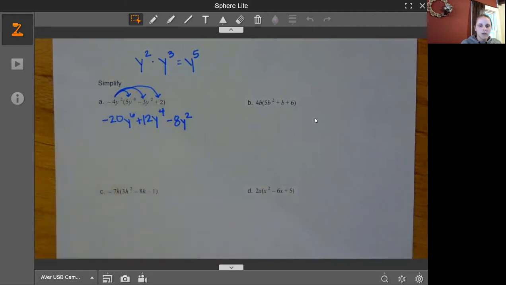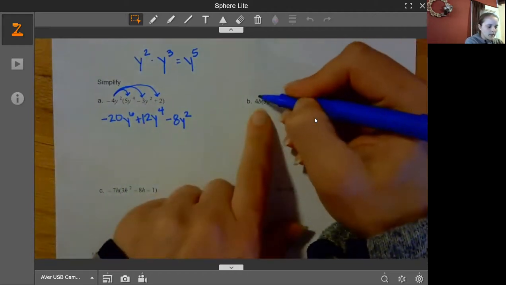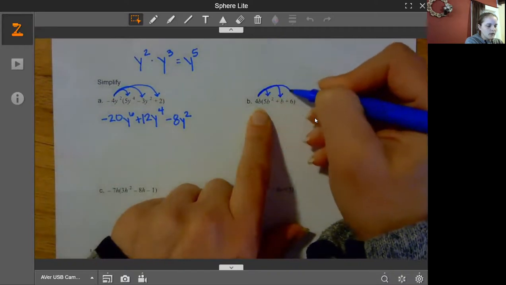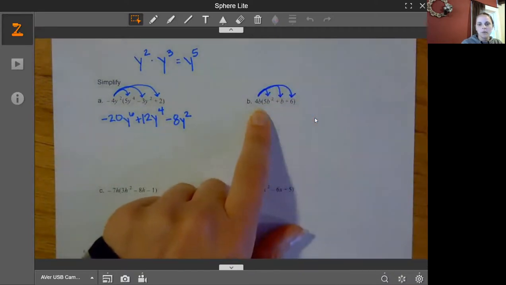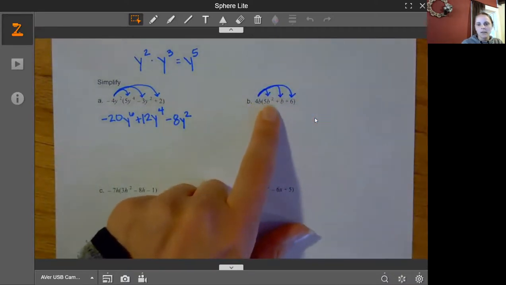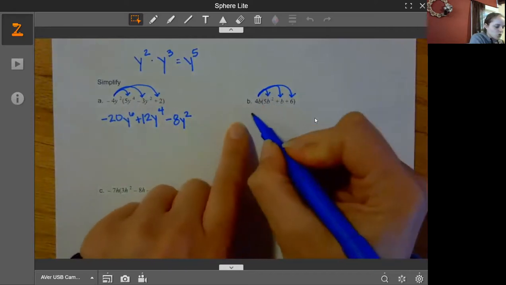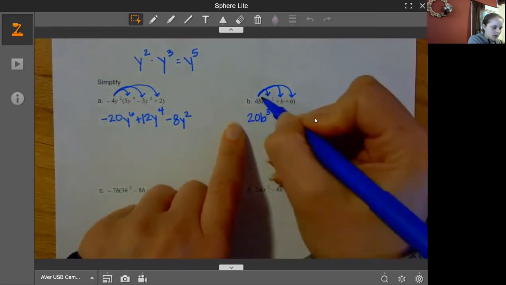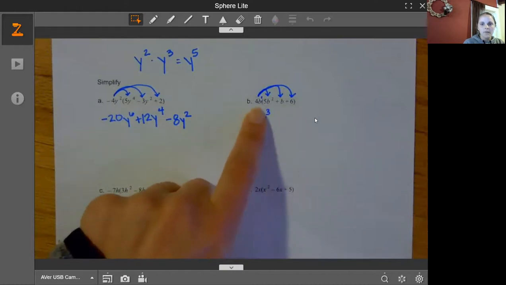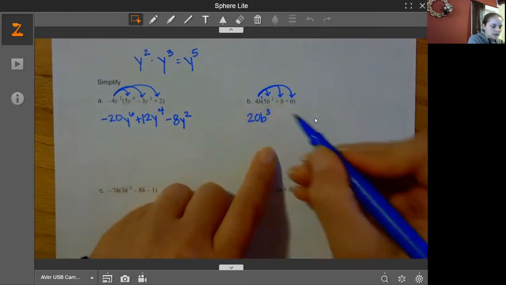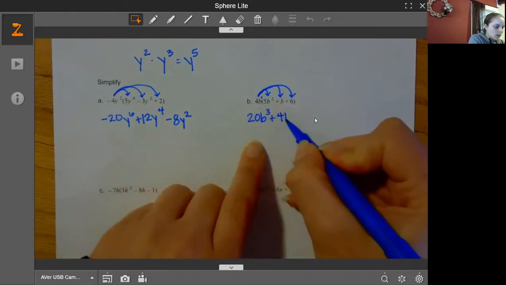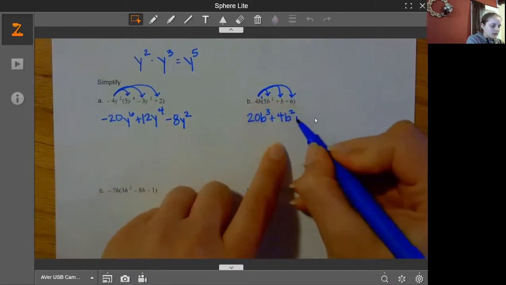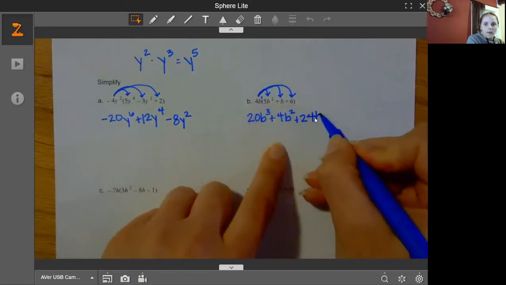So we're going to do the same thing to the next problem. We're going to take this 4b on the outside, and we're going to distribute to everything on the inside because it is multiplied. So 4b times 5b squared gives me 20b cubed. Remember, this b has a 1 on it. 4b times b is going to give me 4b squared. And 4b times 6 is going to give me a 24b.